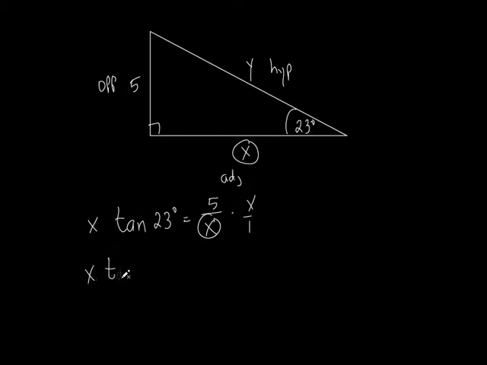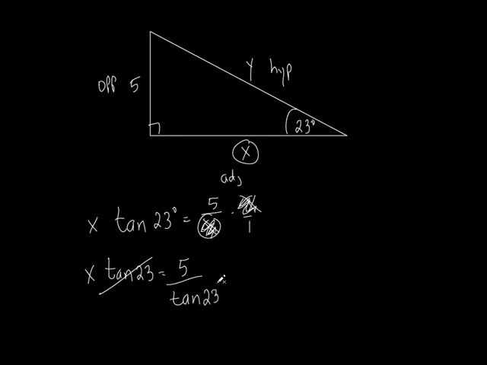I've got x times the tangent of 23 equals what? That cancels out, right? The x's cancel out. So it's just a 5 over here. Now, the tangent of 23 is just a number. It's something I can put into a calculator and I'm going to get a decimal out of it. So how can I get rid of something that's being multiplied by x? I divide, that's right. So I divide by the tangent of 23.